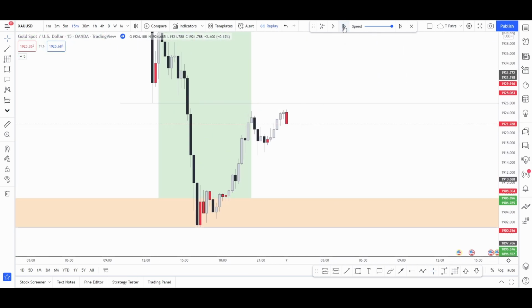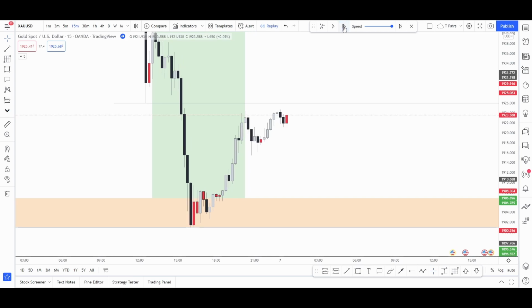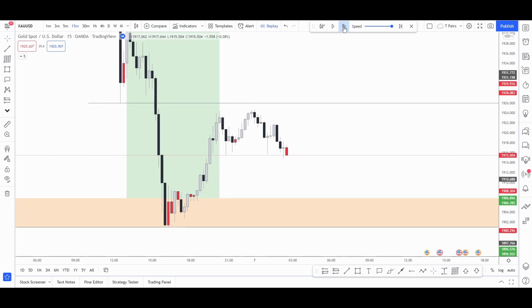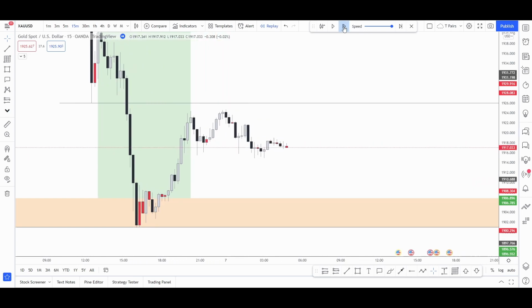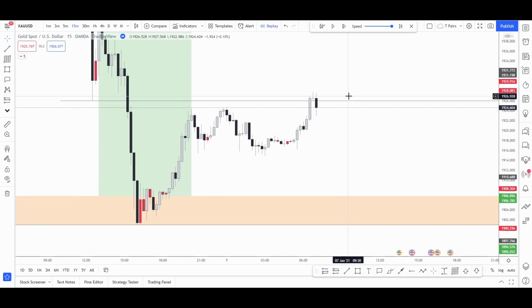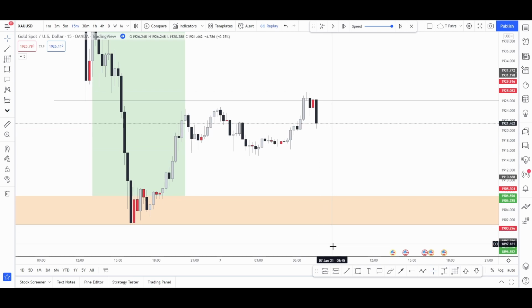Not got a break yet. Want to see a body break of this. Oh, it's just going to go. Oh, hello. Right, okay. So we've got a break of that. Nice doji. Might start working its way down. Let's see. Okay, it is. Right. Okay, I'm quite keen with this.